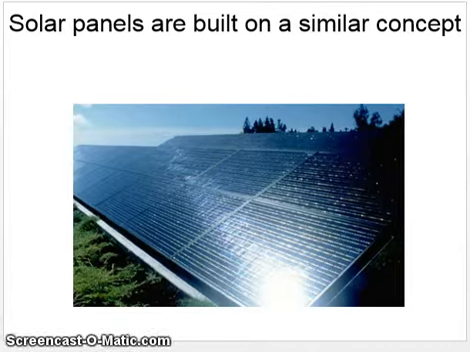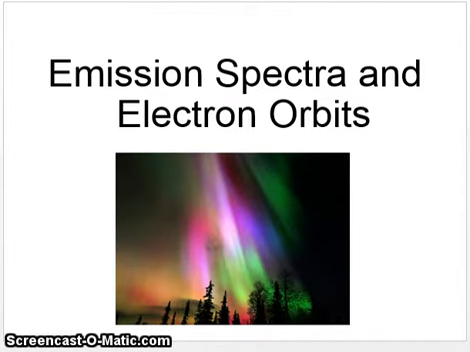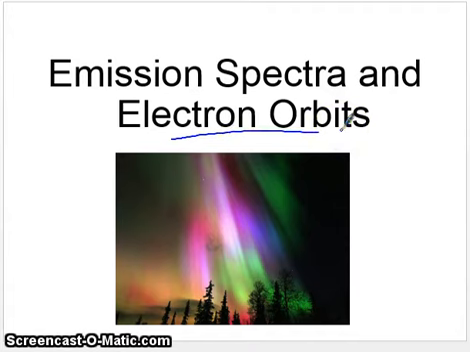electricity needs. So this brings us to emission spectra, and how that's related to the electron orbits that we're talking about in this lesson. And the idea here is, by the way, for your visual pleasure, we have here what are called the northern lights.